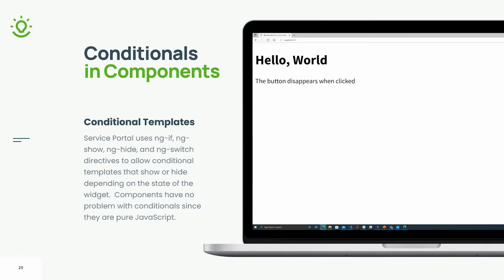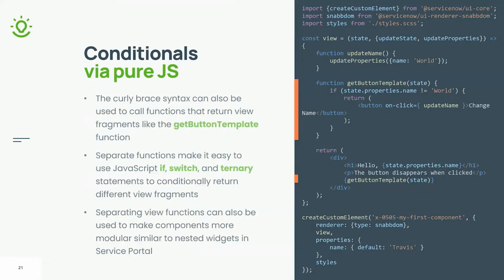Now, of course, no component is complete without a little bit of conditional logic. And of course, in Service Portal, we had ng-if, ng-show, ng-hide, ng-switch. You know, we had a lot of magical directives that we had to memorize in order to set up some of these conditional statements and some of these conditional templates that show and hide the view. So basically, in this one, when we click the button, we're actually going to hide that button. And once again, we're just using pure JavaScript here.